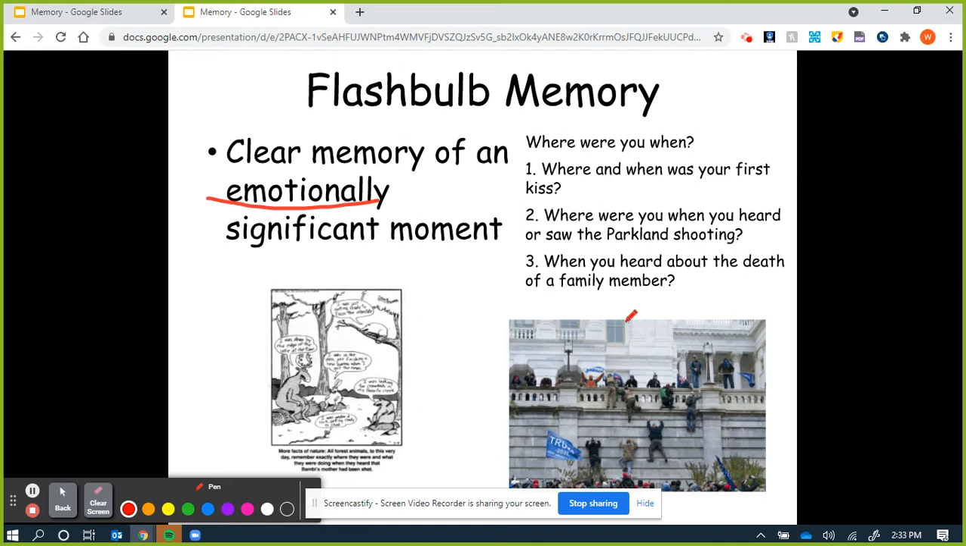It is a type of episodic memory, but it's not classified. Just remember, flashbulb: a vivid, emotionally significant moment. That is a very vivid memory. The difference here is that a lot of times flashbulb memories tend to not be very accurate, and they can be altered by time.